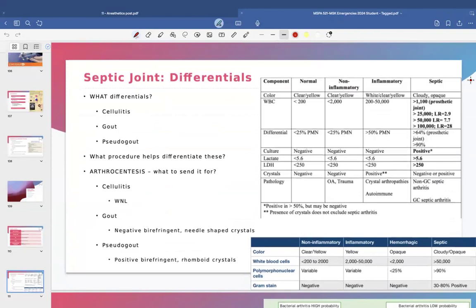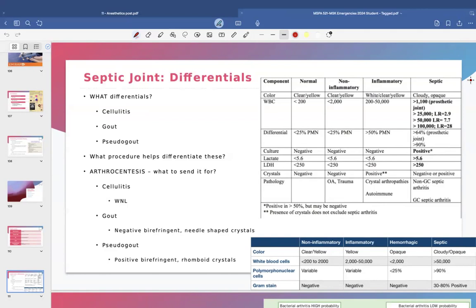So if you're thinking about a septic joint, some things that you're gonna have on your differential diagnosis are what? If it's not a septic joint, it could just be cellulitis. Gout, pseudogout. You guys have done gout and pseudogout before? So negatively birefringent, positively birefringent, know those.